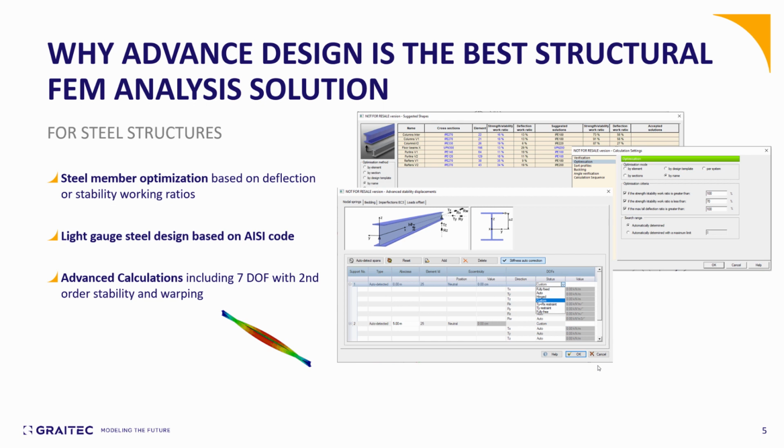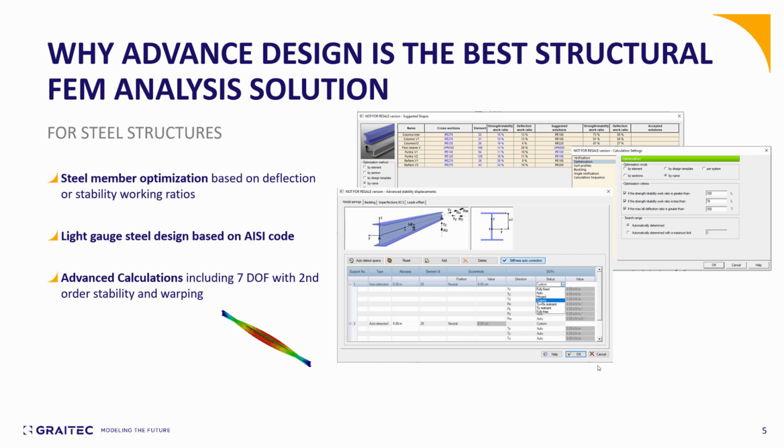But the optimization works the other way too. If, let's say, your workload ratio is smaller than a specific percentage, let's say 50%, which is adjustable in Advanced Design, the software can offer you a more economic section. That's what we call optimization. We also have the light gauge steel design based on the latest codes, the AISI code, added to Advanced Design. We have the full sections and materials that you can use based on North American codes.